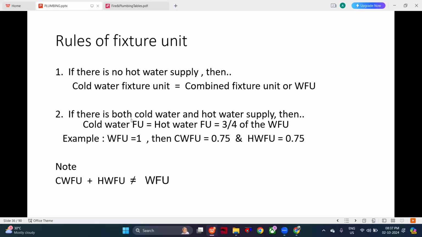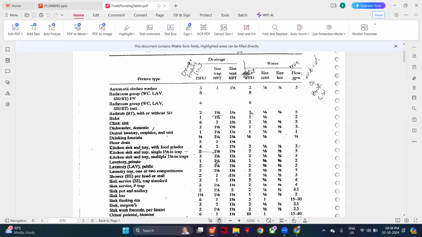Then, if there is both cold water and hot water supply, the cold water fixture unit is equal to the hot water fixture unit. Consider a bidet, for which the WFU is 1.